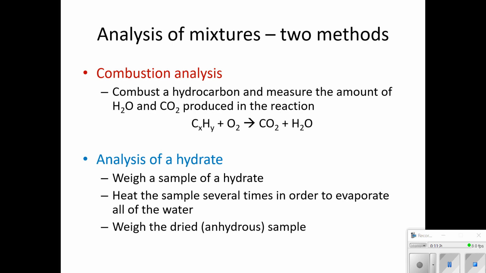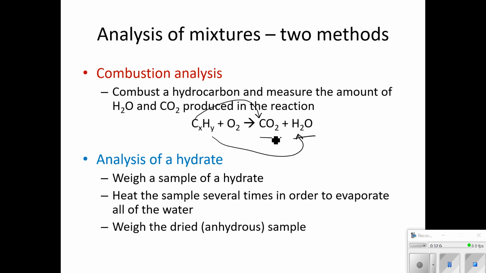So other types of analysis that we might see are combustion analysis and then gravimetric analysis of a hydrate, and we'll look at examples of both of these. So in combustion analysis, this is when you have a hydrocarbon with an unknown chemical formula. So you know it's a hydrocarbon, so it contains carbon and hydrogen, and sometimes it might contain something else as well, like oxygen or nitrogen. But what happens with your hydrocarbon is that if you react it in the presence of oxygen, you get a combustion reaction. In a combustion reaction, you always make carbon dioxide and water. And all of the carbon from your hydrocarbon will end up in the carbon dioxide, and all of the hydrogen will end up in the water.